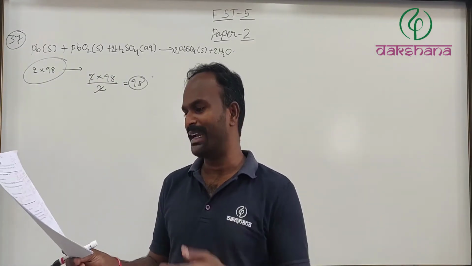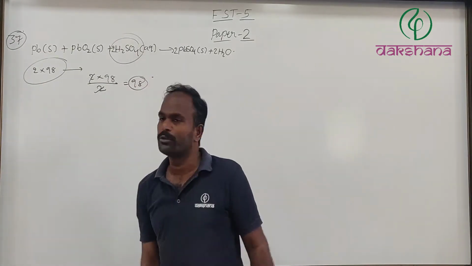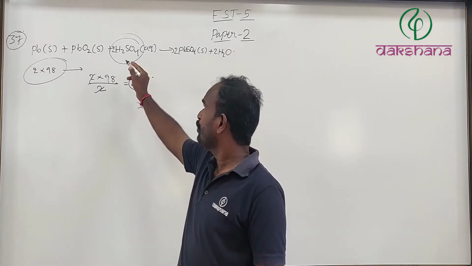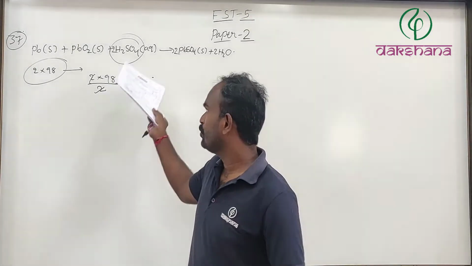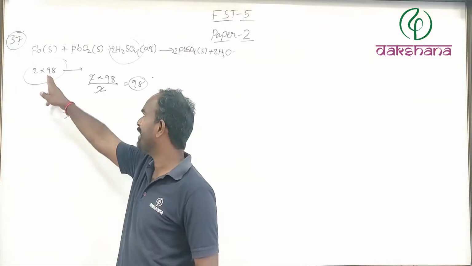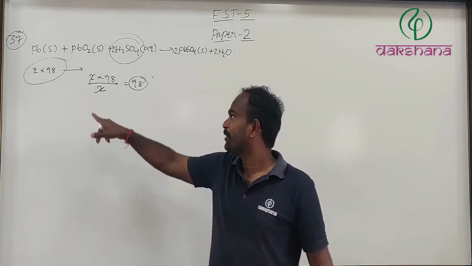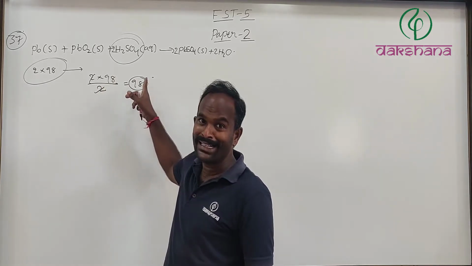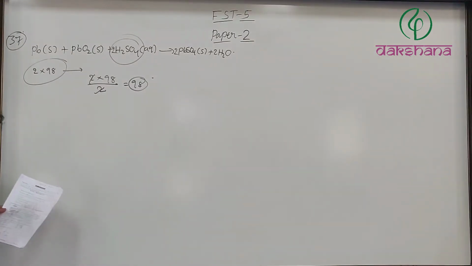Now why are we writing 98 here? First balance the equation, then you can find 2 into H2SO4, which means 2 moles of H2SO4 participated, which means 2 into 98 grams that we have taken. How much participated? 2 into 98 divided by 2. Therefore, overall 98 grams participated in the reaction. Therefore, its equivalent weight is equal to 98.